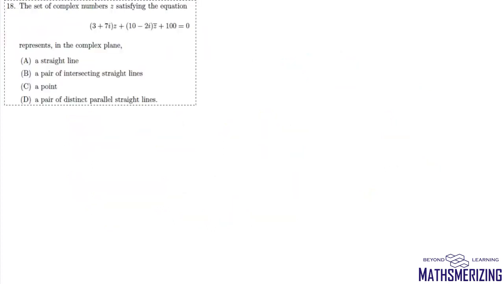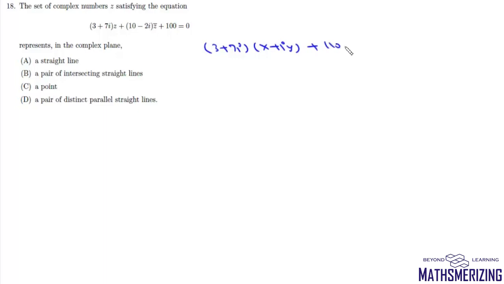Now question number 18 is: the set of complex numbers represented by this equation (3 plus 7 iota) z plus (10 minus 2 iota) z bar plus 100 equals 0 represents what? So we can write z as x plus iota y. We can write (3 plus 7 iota) into (x plus iota y) plus (10 minus 2 iota) into (x minus iota y) plus 100 equals 0. Now we'll take the real part.